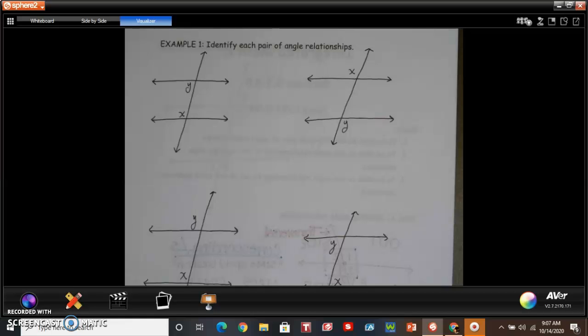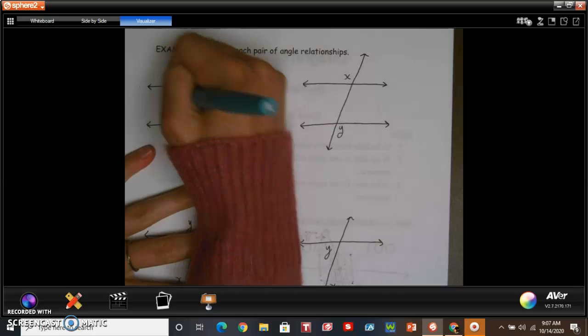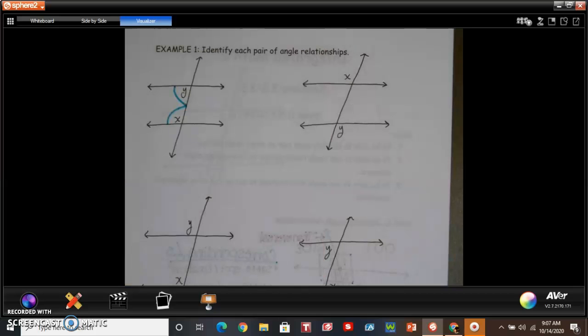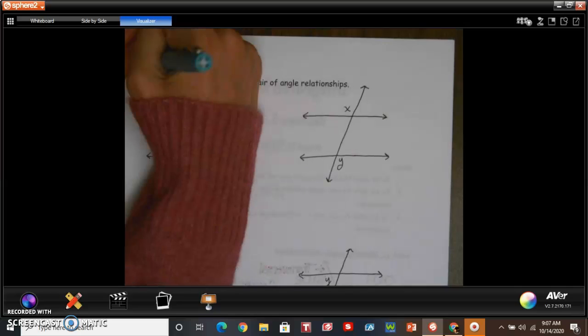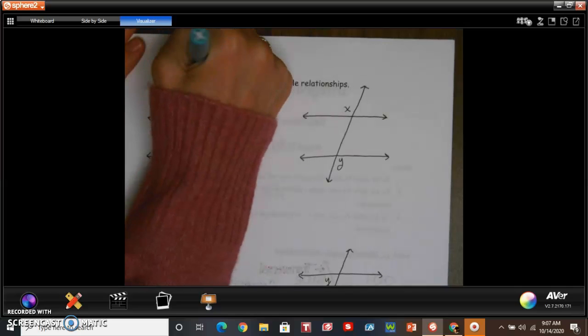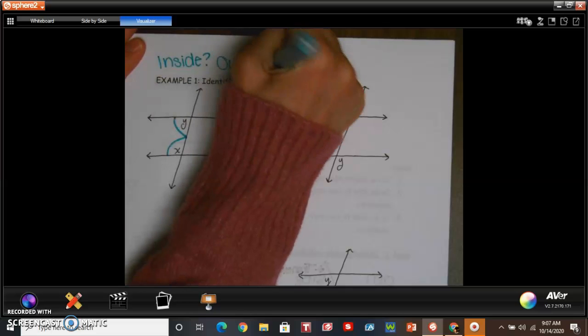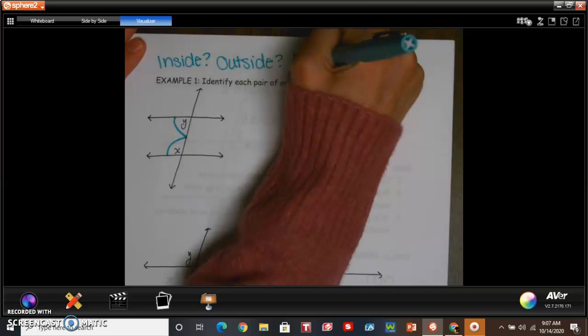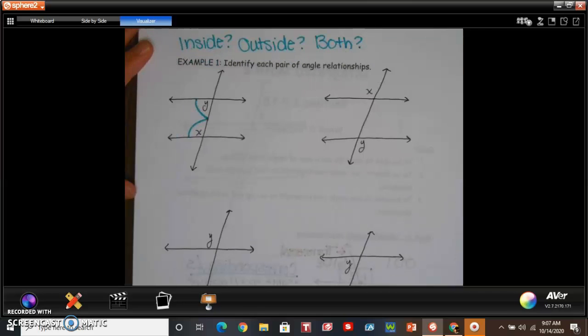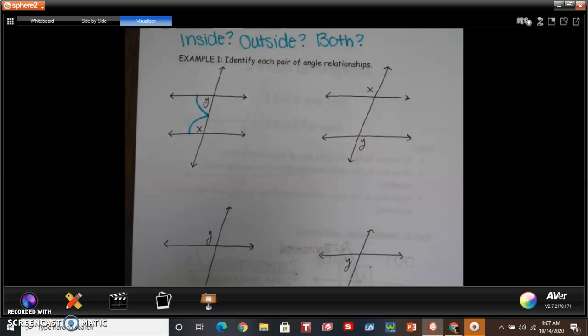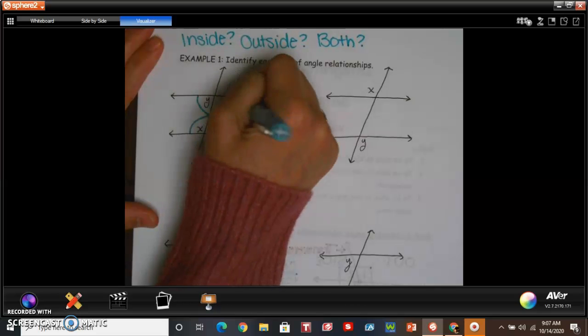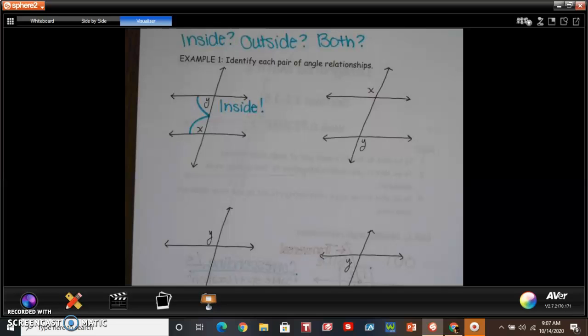So what I'm going to do is I like to go ahead and mark the angles that were given and see what's happening. So the first one here's angle X and angle Y. And I ask myself, am I inside, outside, or both? So if it helps, I'm going to write these questions up here. Inside? Outside? Or both? So when I look at this one, I notice that we're inside. Inside, okay? So we're dealing with interior.